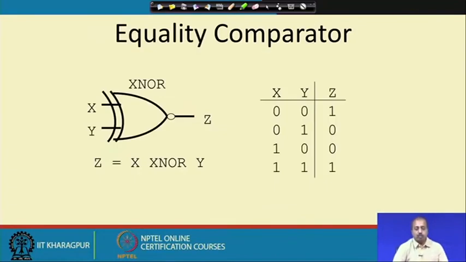Now, let us look into this equality comparator more carefully. Suppose I have only 2 bits to be compared and I have to say whether the bits are equal or not. In the truth table, if it is 0 0, the output is 1; if it is 0 1, it is 0; 1 0 is 0; and 1 1 is also 1. For these two cases it is 1. You see that this truth table corresponds to simple XNOR logic, a 2 input XNOR gate. So, Z equal to X XNOR Y. This XNOR gate is an equality comparator.